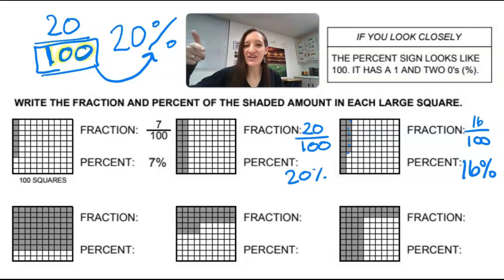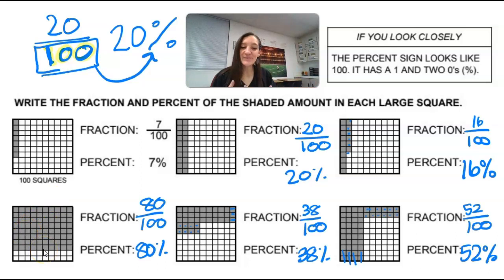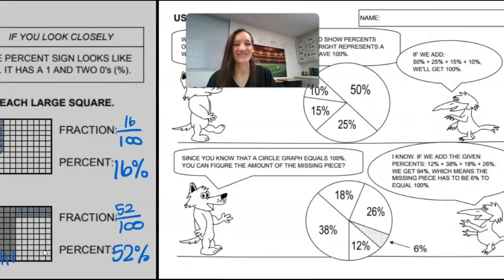All right, your turn again in your notes. Do the next three in your notes, pause it, and then I'll show you the answers. How did you do? I got 80%, 38%, and 52%. Did I count correctly, or are you going to tell me where I went wrong, where I miscounted?